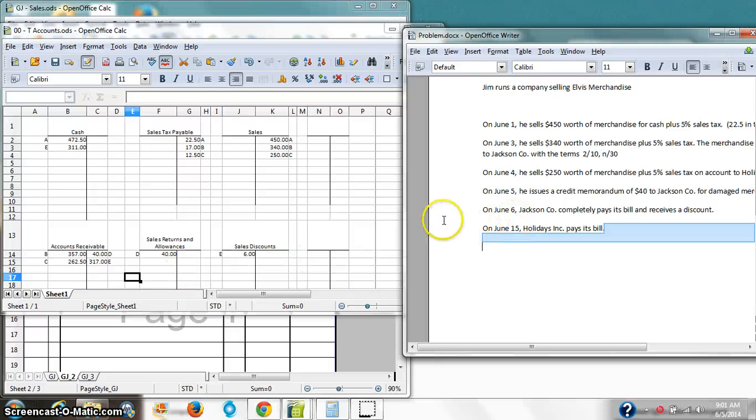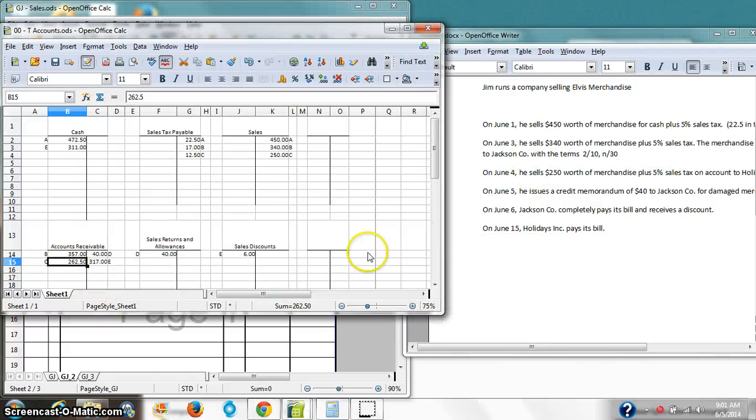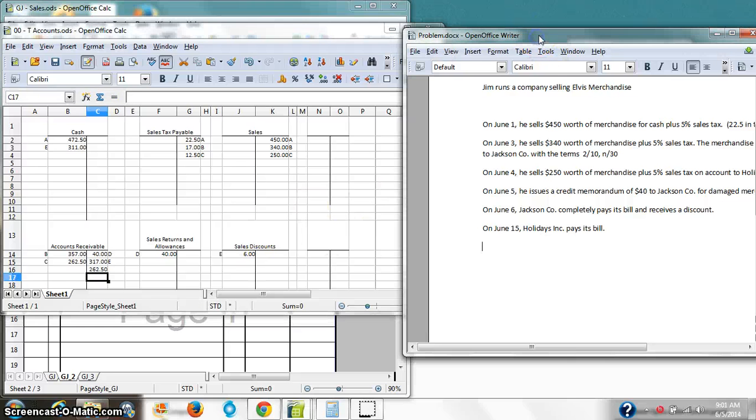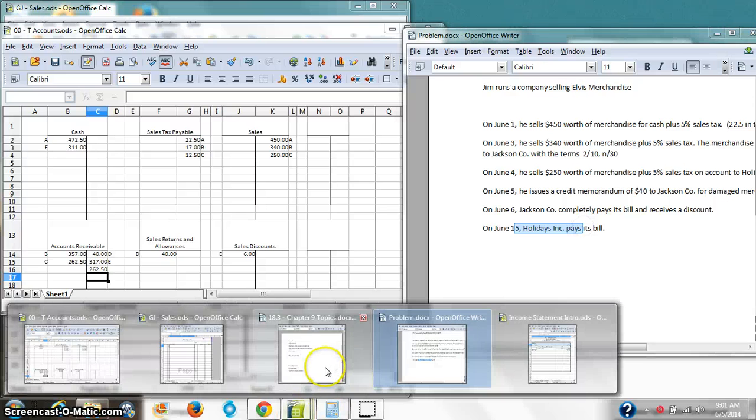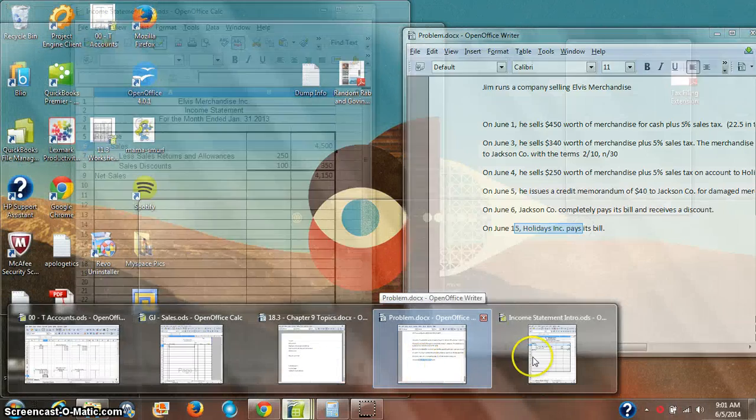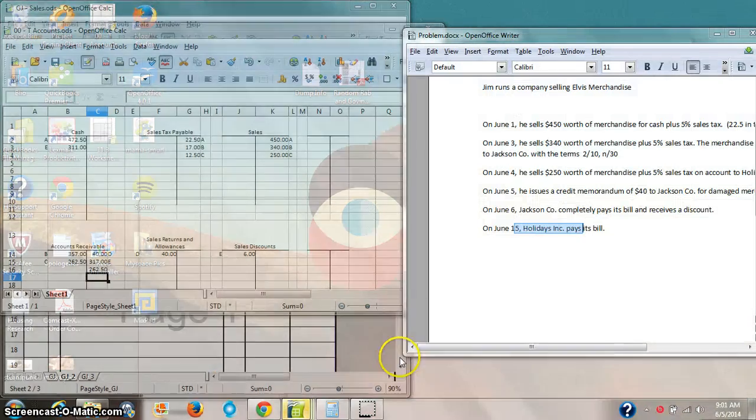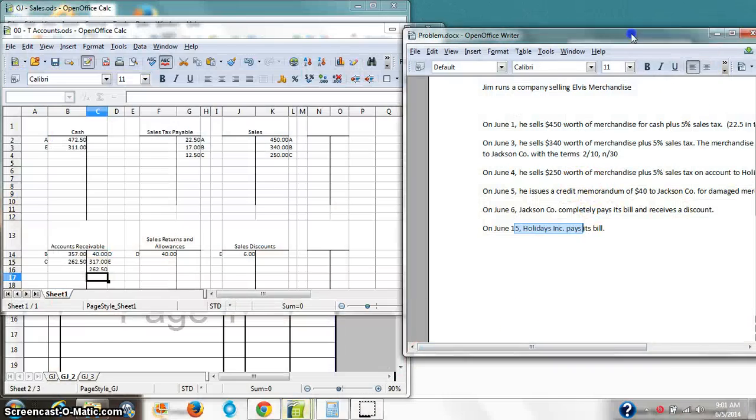On June 15, Holidays Incorporated pays its bill. And this one here, we can see what that bill is. It's $25,000 plus 5%. It's this transaction C right here. So this is how much he owes me, and he pays it in full. So this is going to reduce my accounts receivable by that amount, $26,250. And notice I gave this company the same terms as what we'd had in the same terms. See that right here.